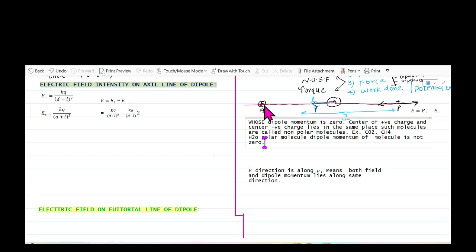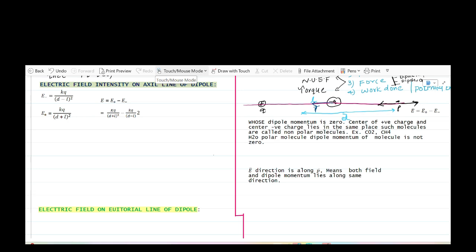And the direction of the dipole moment, we know, is always from negative Q to positive Q. It is opposite to the field between these two charges. The field between the two charges is from positive to negative. That is already in the electric field concept. But here the dipole moment is opposite to this field direction between the two charges. The system of these two charges is called a dipole.